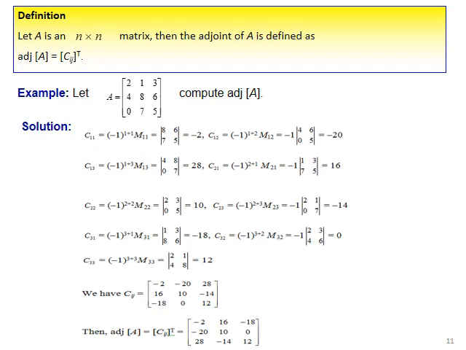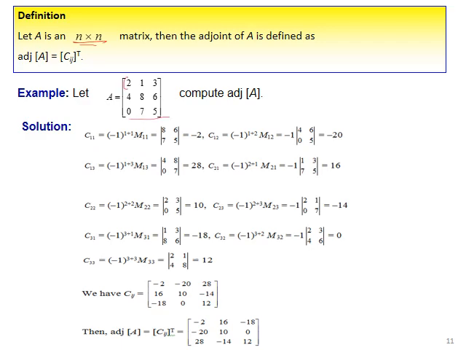Okay, now I need the adjoint. Some new property to define here. If I have a matrix m by n, which is a square matrix, then the adjoint of A is defined to be the transpose of the cofactor matrix. Let me show you. This is the matrix.